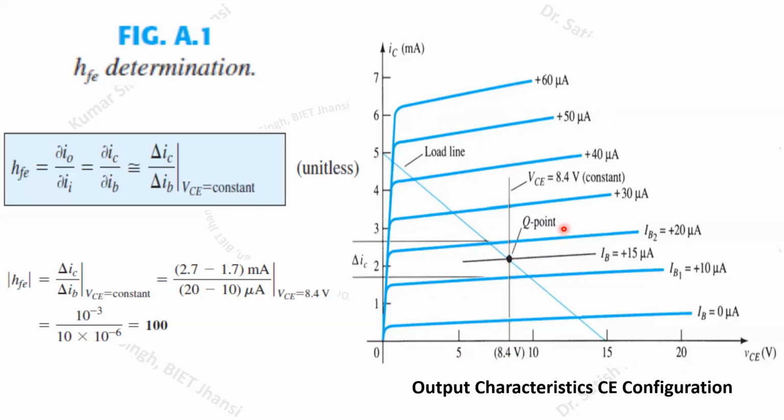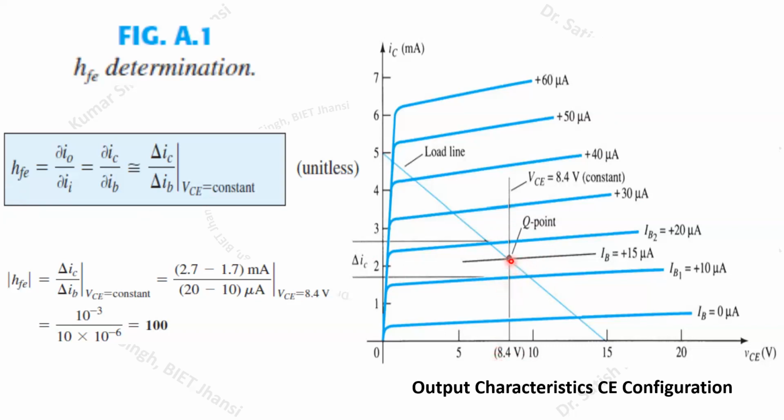Let us say our operating point or Q point is this particular point. Here we have taken the example at VCE equal to 8.4 volt. Let us say at 8.4 volt we wish to calculate the value of HFE. Normally we have to calculate HFE in the active region, so we have to locate the Q point within the active region so that we will be able to calculate the HFE values.